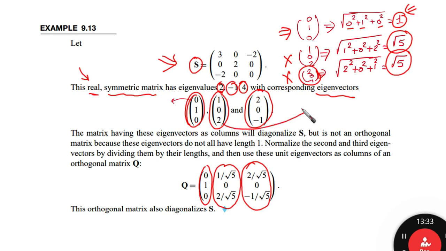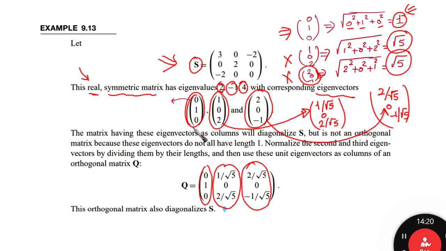So the second eigenvector is going to be 1 over square root of 5, 0, and 2 over square root of 5. This is the unit eigenvector. The same for the third eigenvector: we divide by its magnitude, the radical of 5. So it is going to be 2 over square root of 5, 0, and -1 over the square root of 5. Okay, so these are considered to be unit eigenvectors.